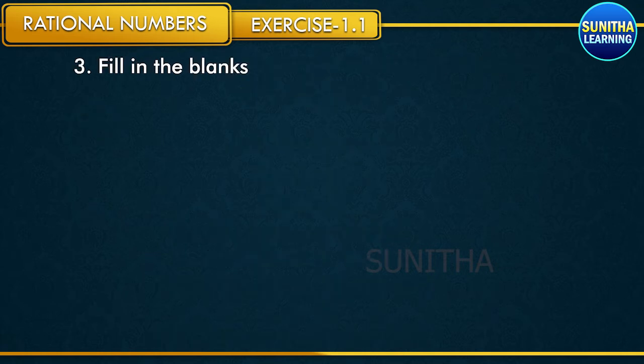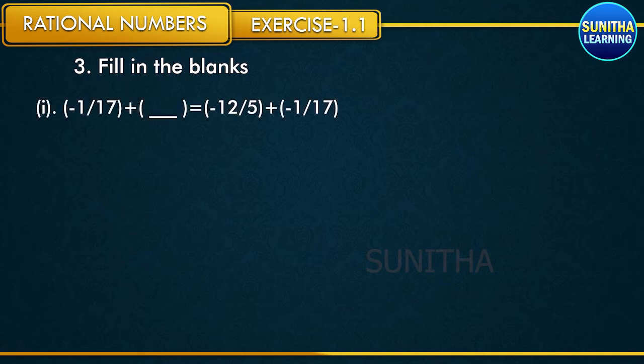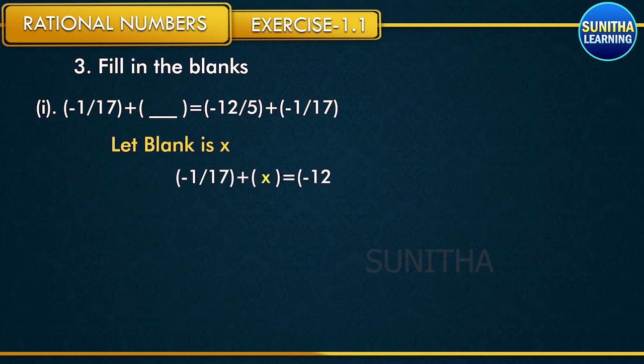Clear? Next, go to the third one. Fill in the blanks. Minus first one. Minus 1 by 17 plus. So here the blank, they have given blank. So I am considering x. So x is equal to minus 12 by 5 plus of minus 1 by 17.